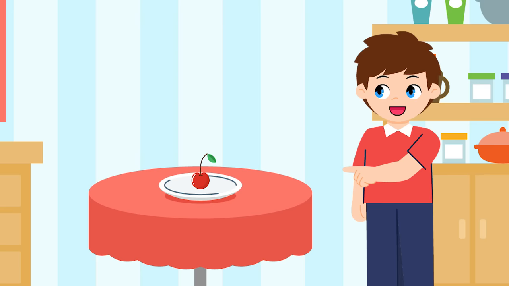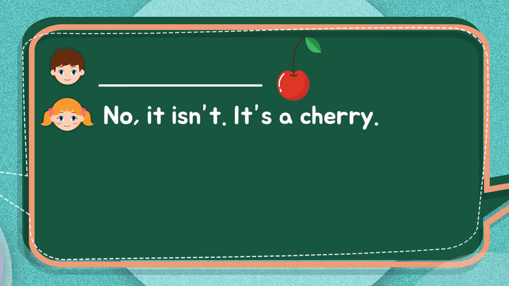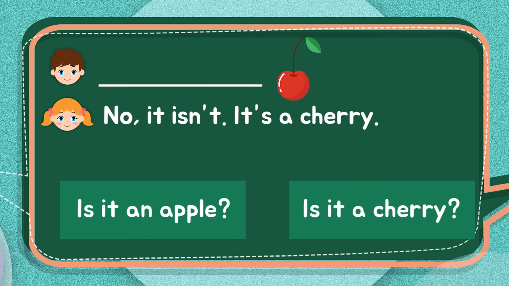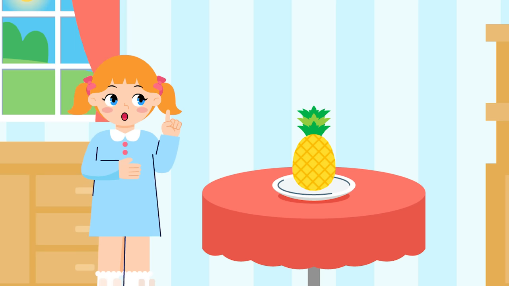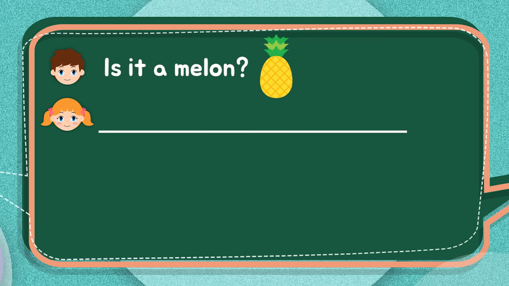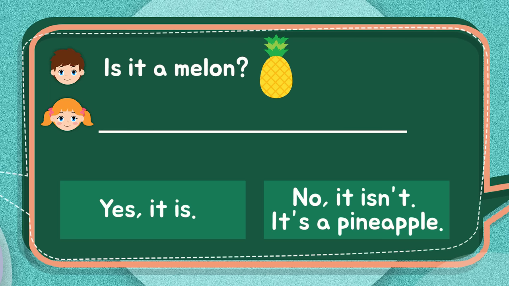What does Tom say? Is it an apple? Is it a cherry? No, it isn't. It's a cherry. What does Anne say? Is it a melon? Yes, it is. No, it isn't. It's a pineapple.